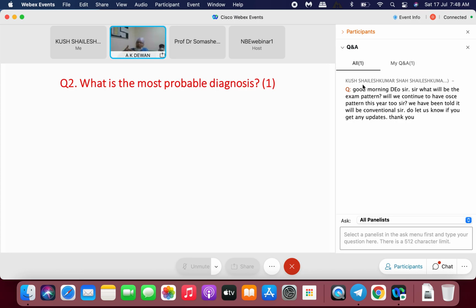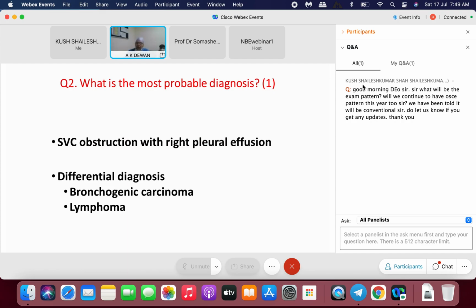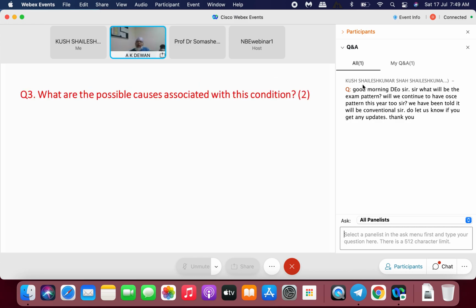So everything will be based on your working station, and marks are written at the end. So you know this is 1 mark and you will get less time, you have got less space, and don't write a story. So the person is asking you, what is the most probable diagnosis? So don't try to justify the diagnosis and give details of what you saw. So this is actually SVC obstruction with right pleural effusion, and differential diagnosis could be bronchogenic carcinoma or a lymphoma. Okay, that is what is expected in 1 mark. Next question could be, what are the possible causes associated with this condition? Mind you, this is 2 marks only. The total station will be 8 marks. You will be given 5 minutes for each station.